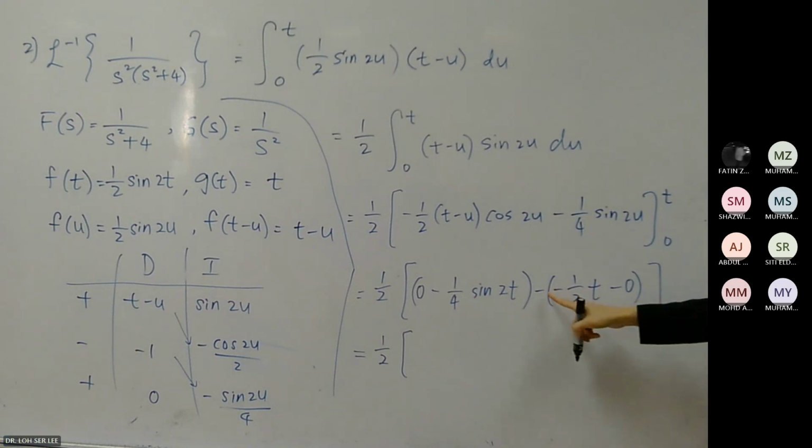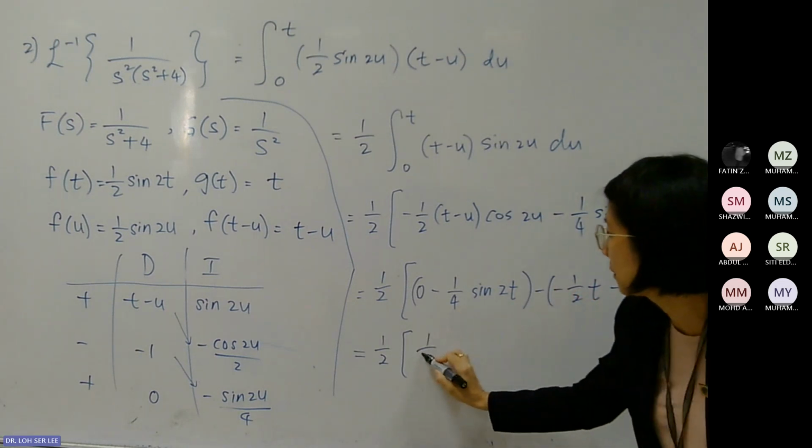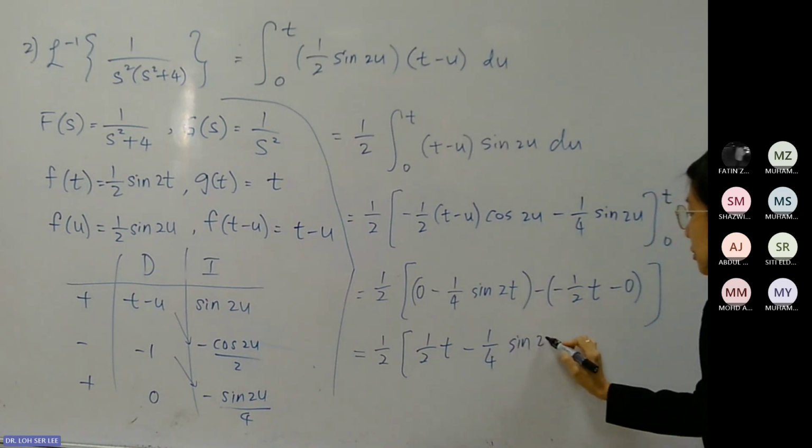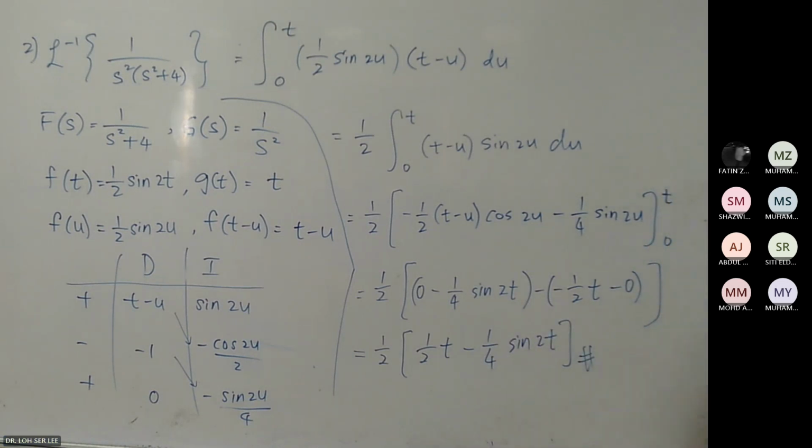Simplify. Positive half t minus 1 over 4 sine 2t. Okay, any questions?